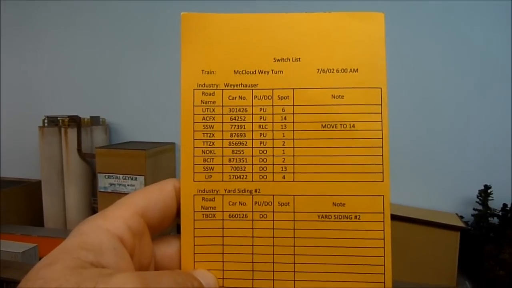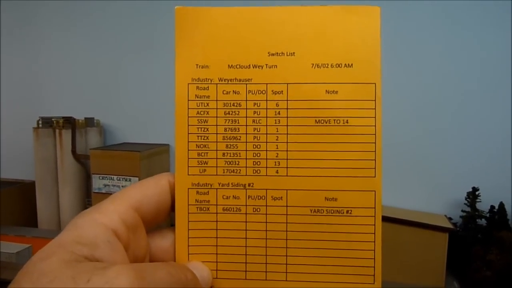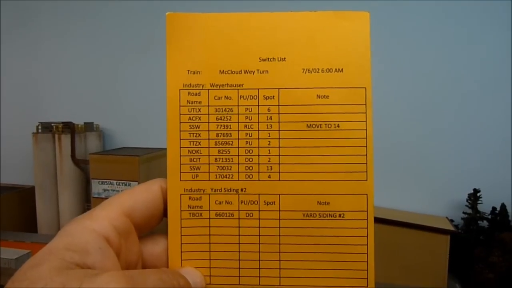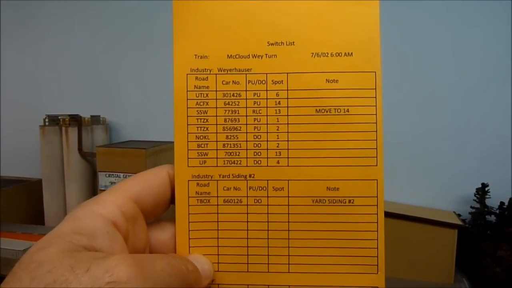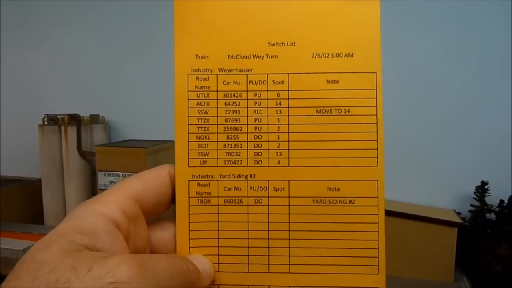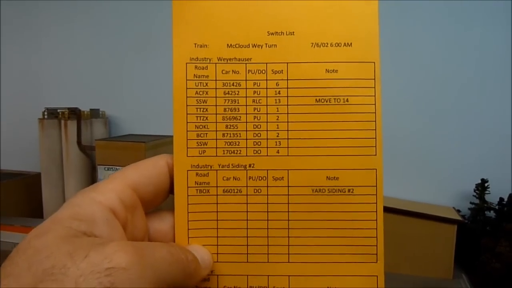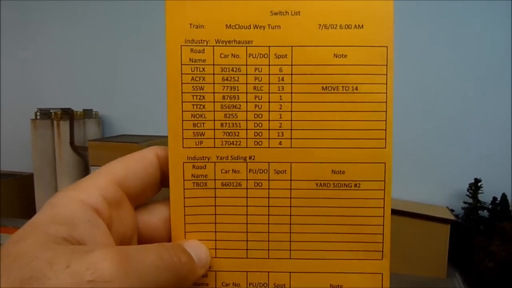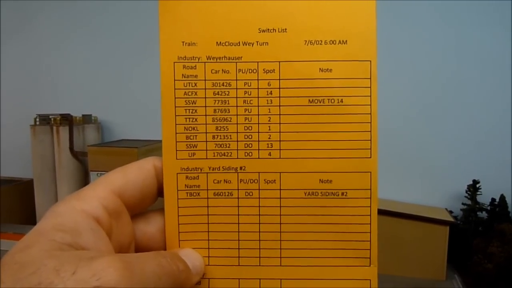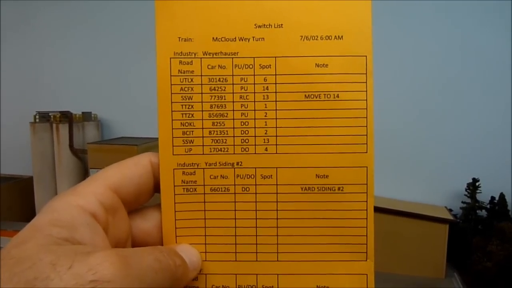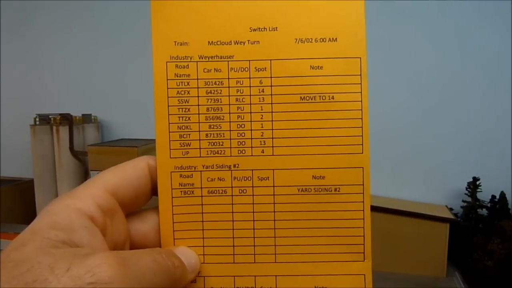It's printed on cardstock. It's a simple Excel spreadsheet that I've printed out. This particular job is the McCloud Weyerhaeuser turn. It's switching list number 1. This particular switching list only switches Weyerhaeuser and a yard siding. You can see the road numbers, car numbers, whether it's a pickup, relocation, or drop-off, and the sites that they're coming from or going to listed on here.